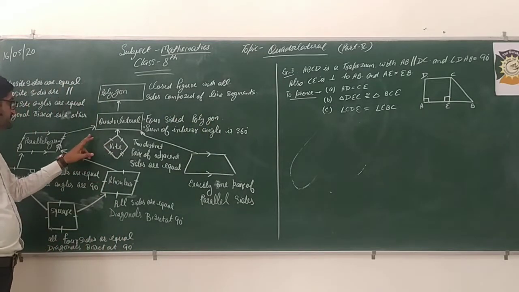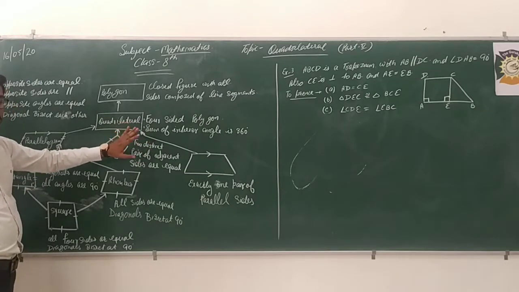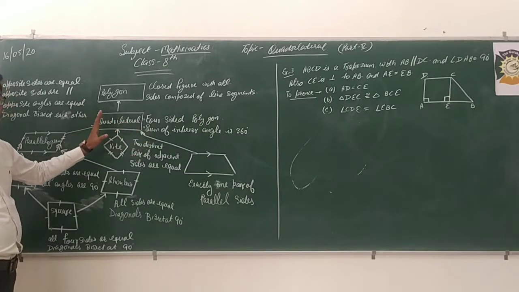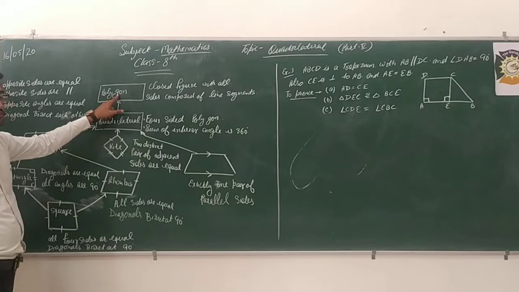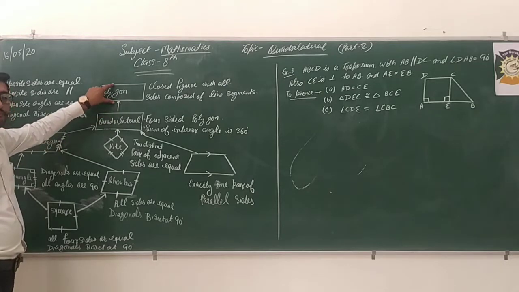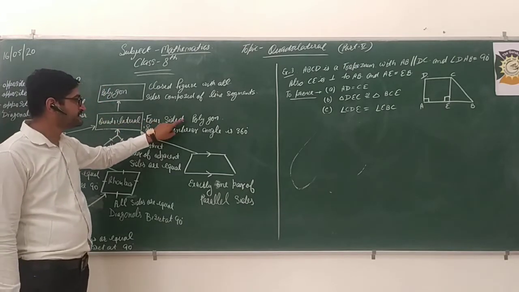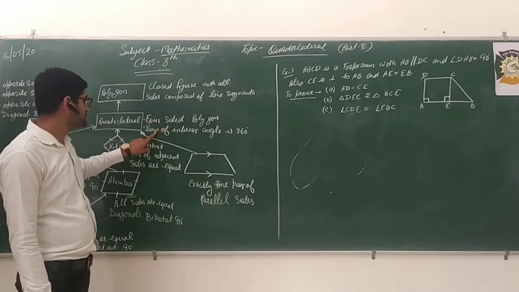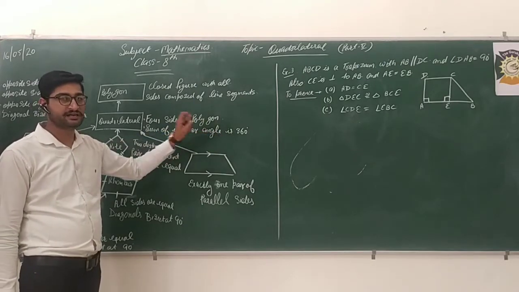After that, you can see the sign of these arrows. I will tell you what these arrows indicate. Quadrilateral, arrow to polygon. It means quadrilateral is a polygon. Here you can see a four-sided polygon. Sum of interior angle is 360 degree.